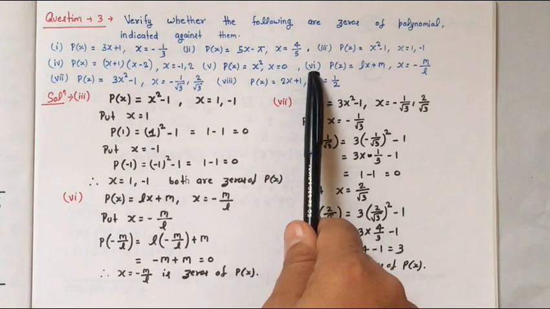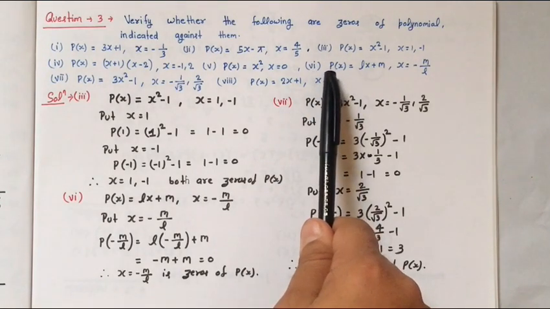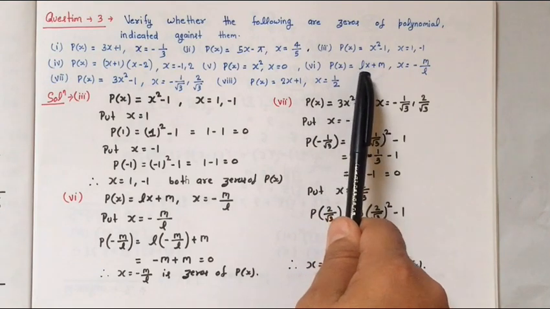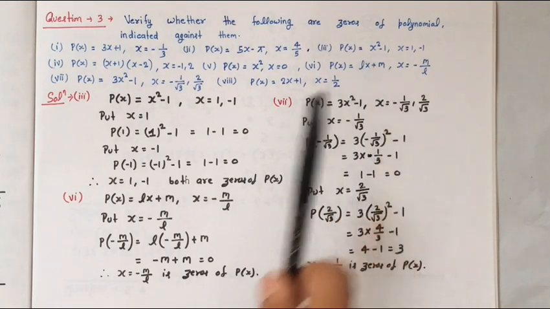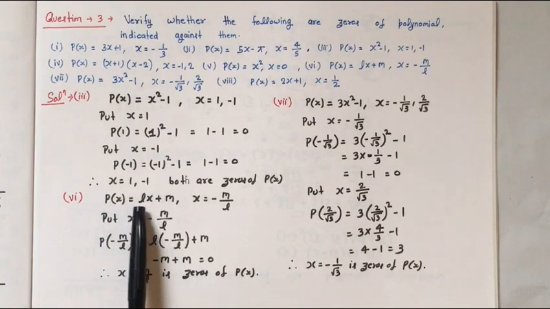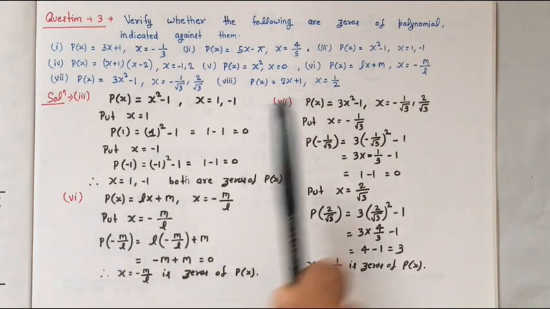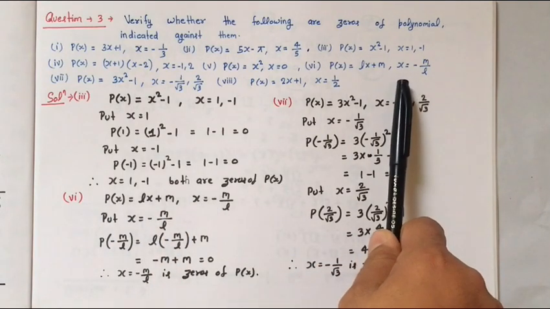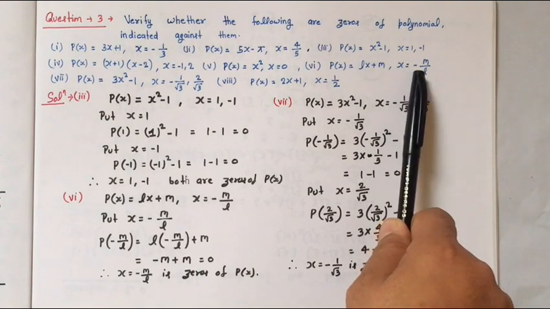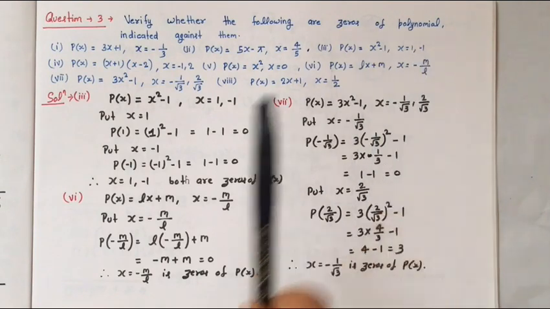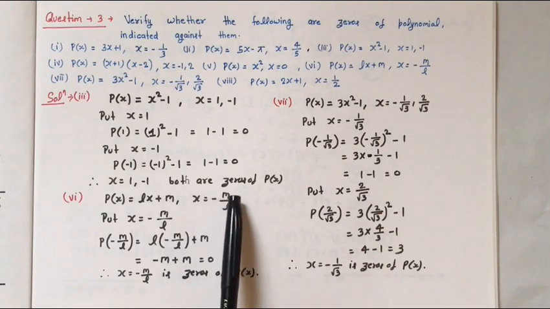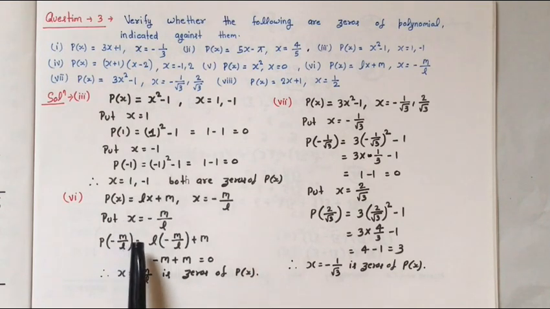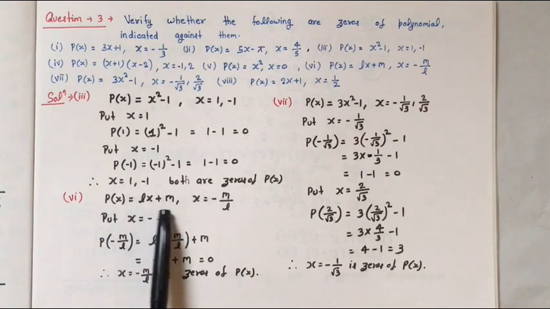Now we are going to take the next part, that is part number 6. Here the polynomial p of x is given as lx plus m, and the value that you have to verify is x is equal to minus m upon l. So put x is equal to minus m upon l in this polynomial.